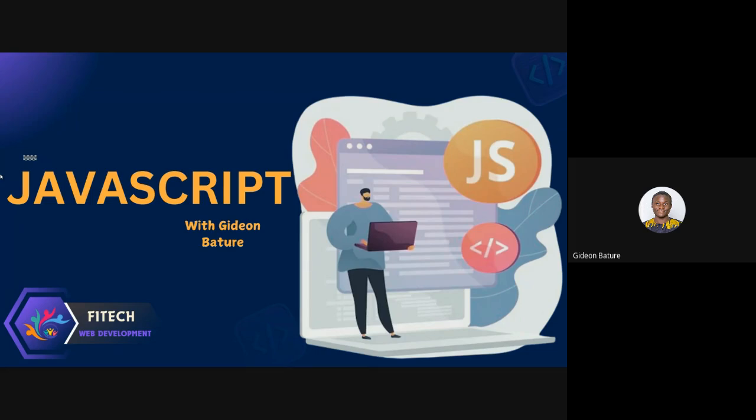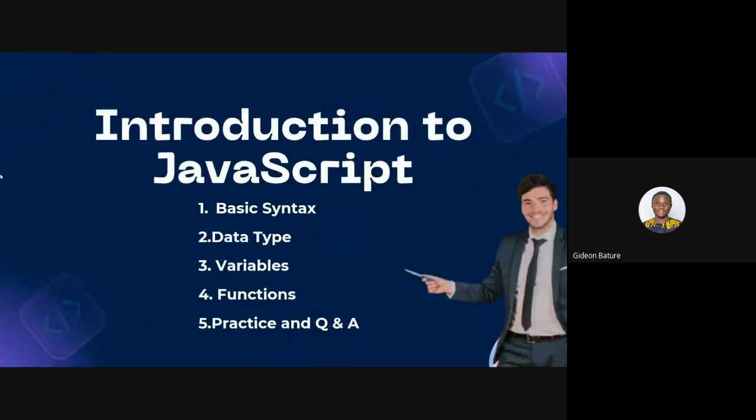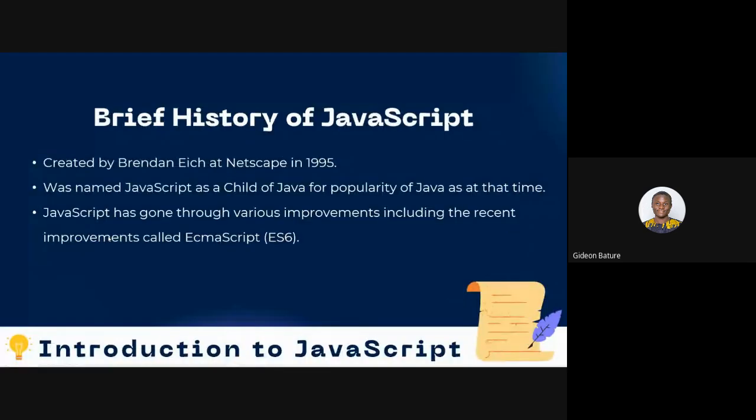All right, so now, introduction to JavaScript. For this class, we are going to be looking at four major aspects. The fifth one is supposed to be a practical section. So we are going to look at these four major aspects of JavaScript, which are the basic syntax, the data types, variables, and also functions. So now, beginning with basic syntax.